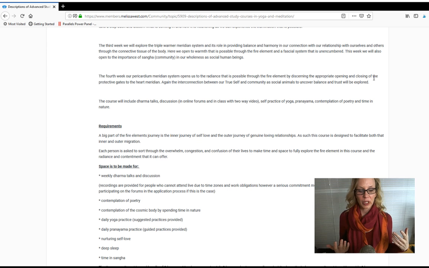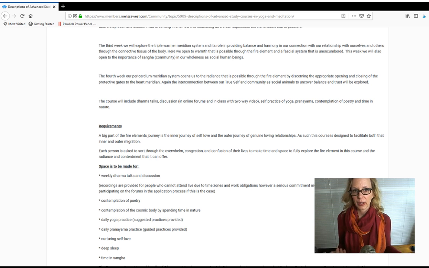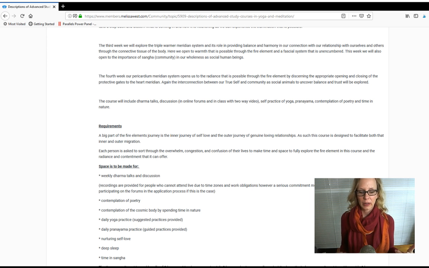So the triple warmer meridian system is really interesting because it doesn't actually have an organ that's associated with it, but it kind of takes in all of the organs. And so whoever was asking about perimenopause, this falls into this category. It's divided into 3 parts in the body. It has a fascinating history, actually.